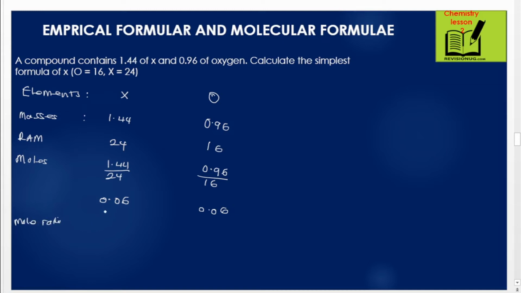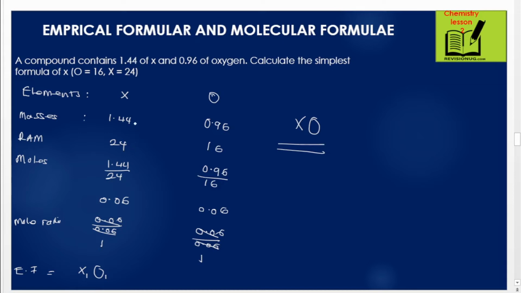Now molar ratio, we said we get the smallest and divide it throughout, but now all of them are the same, so we divide throughout because they are equal. 0.06 to 1, 0.06 to 1. Therefore our empirical formula is X1O1, which is XO. This is our formula. That is finished. The simplest ratio is 1 to 1.